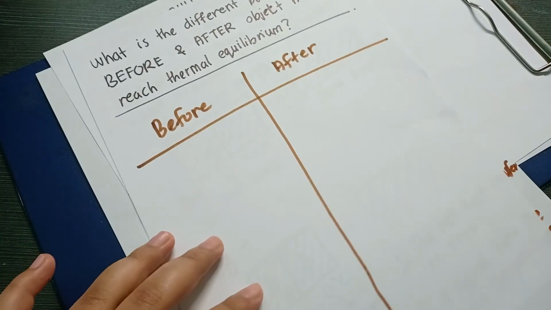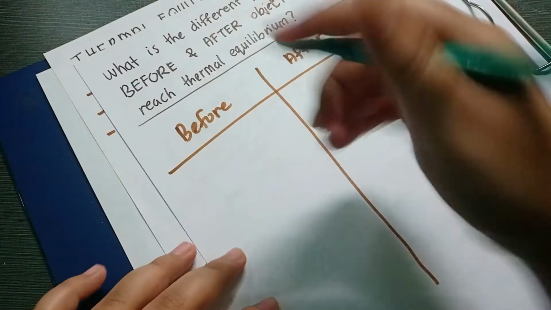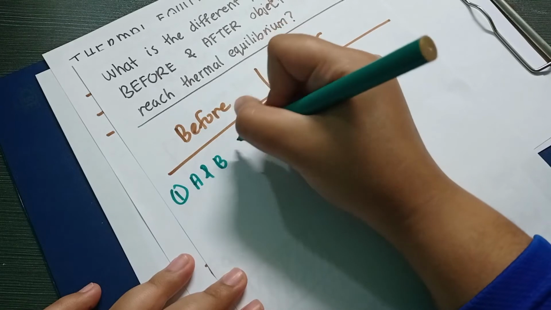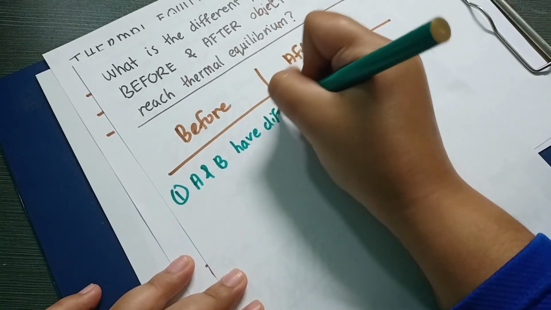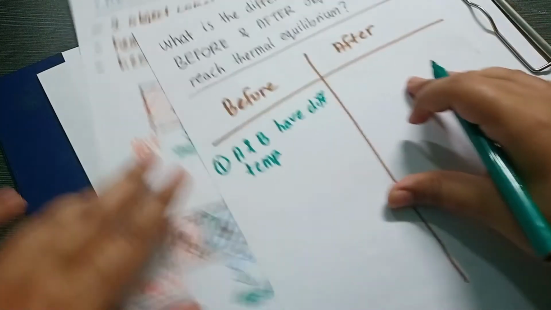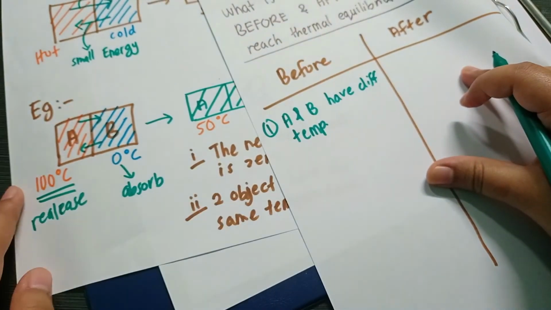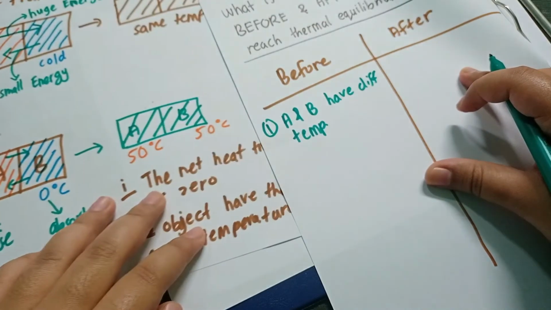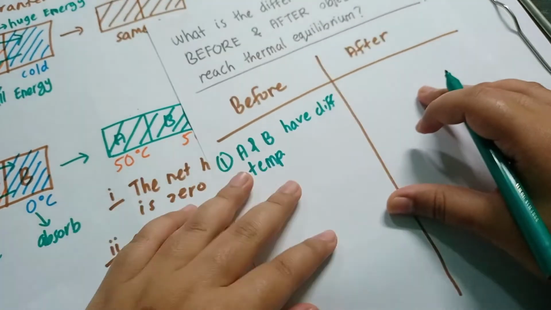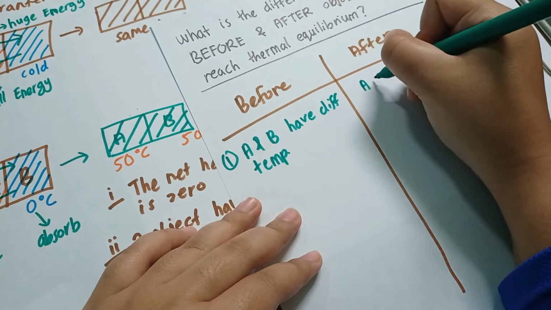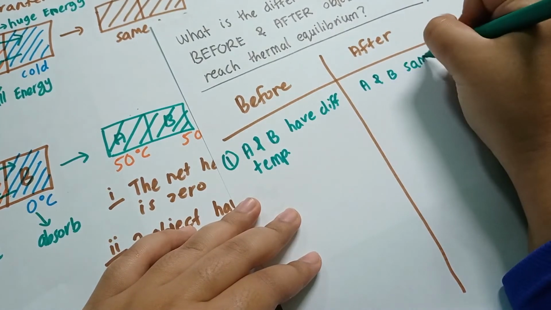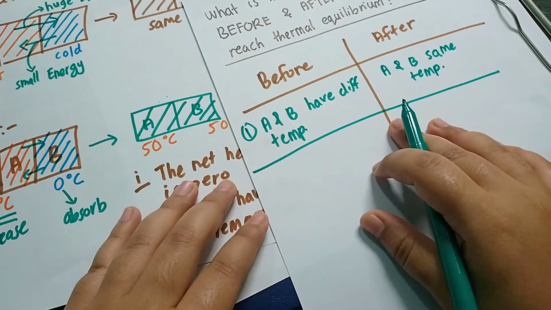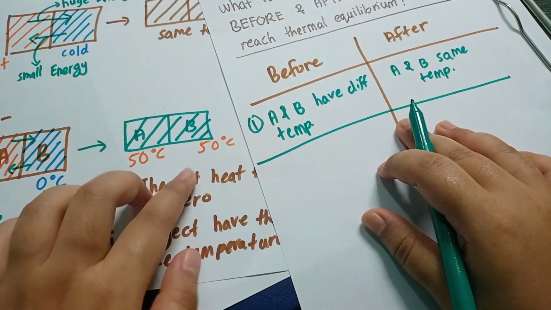So for the before, the first point is A and B have different temperatures. So as you can see here, A and B have different temperatures, which is A is 100 and B is 0. After, the temperatures of A and B are the same. So that was the first point.